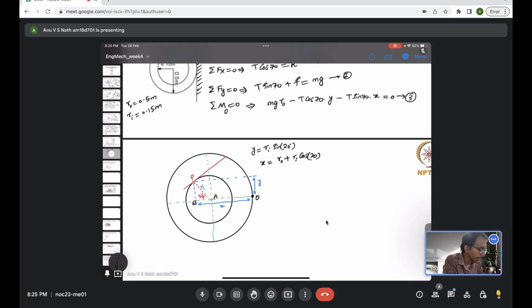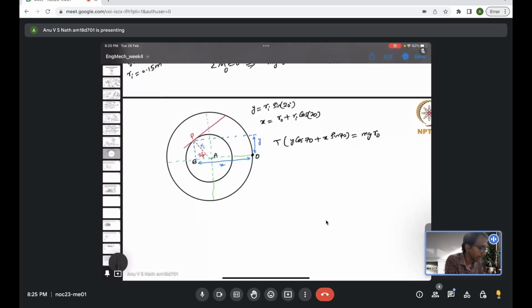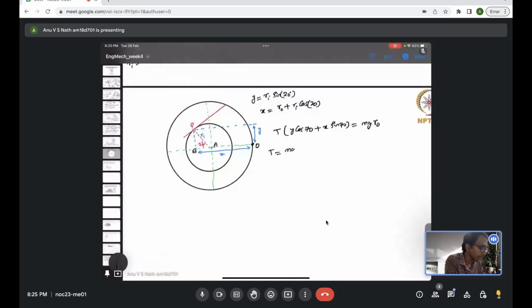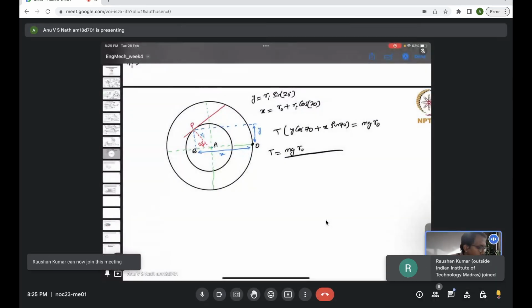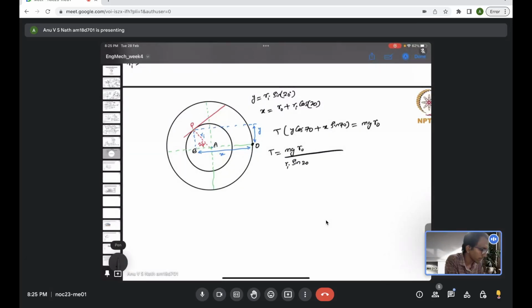So from equation 3, if we rearrange it, we will get T times (y cos 70 plus x sin 70) equal to mg times R outer, or the tension in the string should be mg times R outer by y cos 70 plus x sin 70, where y is R inner sine 20, and now we have cos 70 also, plus x times sine 70, but I am replacing x with R outer plus R inner cos 20, multiplied with sine 70.